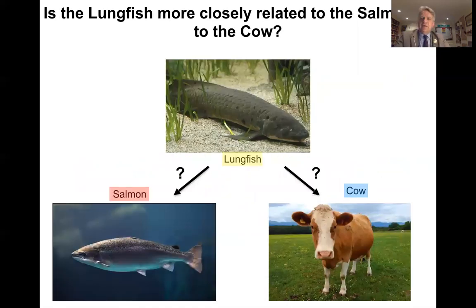So let's look at an example. And in the late 1970s, this example led some people to lose their minds. And they lost their minds over an exhibit in the public part of the Natural History Museum in London. And the exhibit had to do with the phylogenetic relationships as inferred from phylogenetic systematics, which was a new science at the time, with regard to the lungfish, the salmon, and the cow. So the question is, given these three taxa, lungfish, salmon, and cow, which of the two are more closely related to each other?